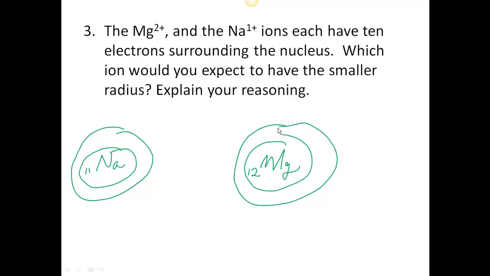And so as a result, the outermost electrons are pulled in more because there's more of an attractive force in the middle pulling them in.